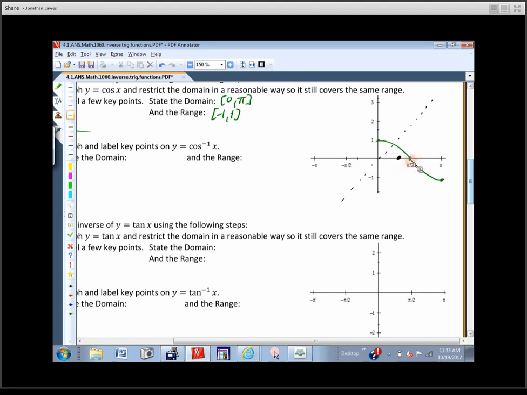This point right here is pi halves, 0. So I'm going to graph on its inverse 0, pi halves. About 1.5. And this point right here is pi, negative 1. So I'm going to graph negative 1, pi. So a little bit more than 3. So about like that. So here's what it looks like.